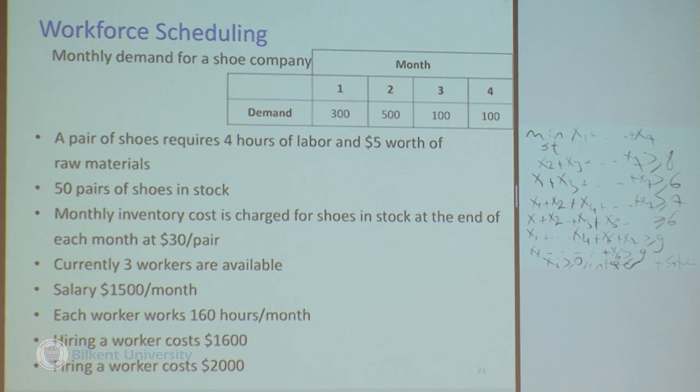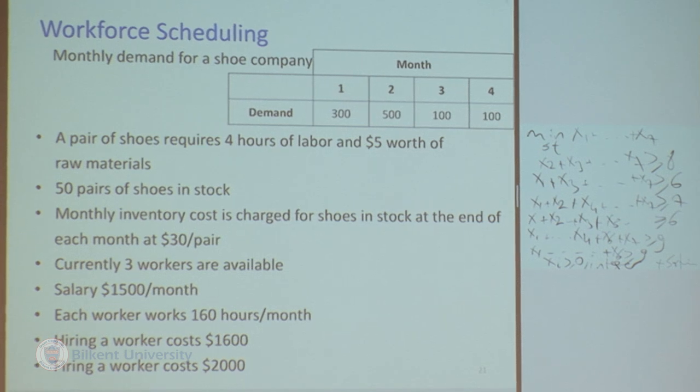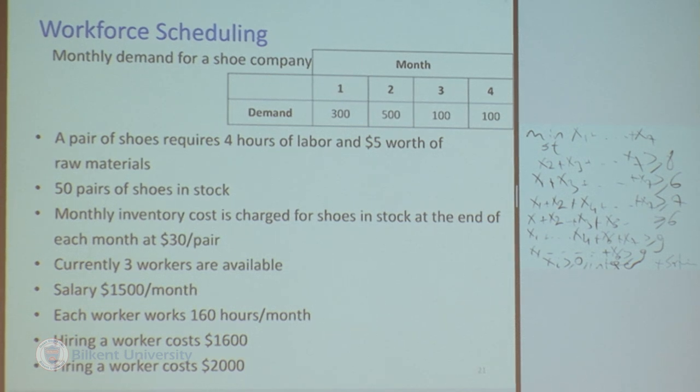Workforce scheduling. I think I need to clean my board for this. Okay, let's at least figure out and learn the problem. Maybe then we will have a break. Scheduling and production again. This time we're looking at a shoe company and we have the predicted demand for the next 4 months. For months 1 to 4, the demand is 300, 500, 100, and 100.